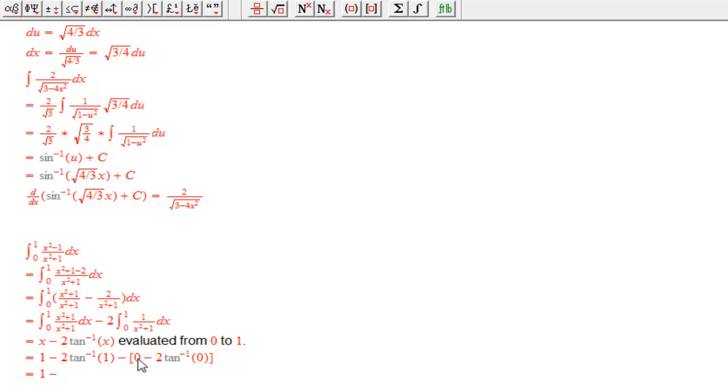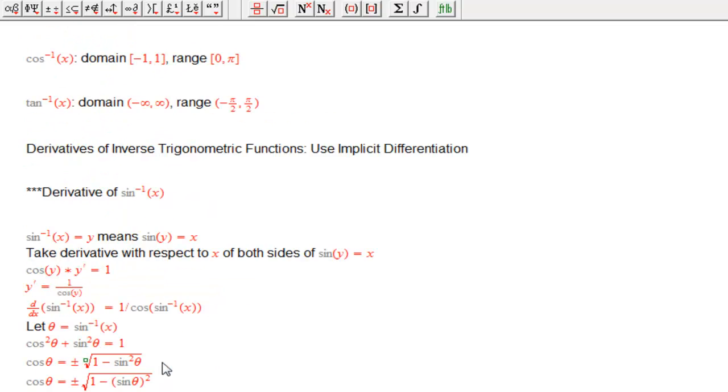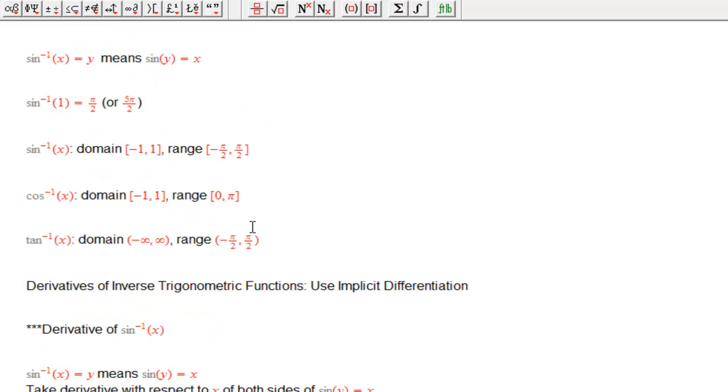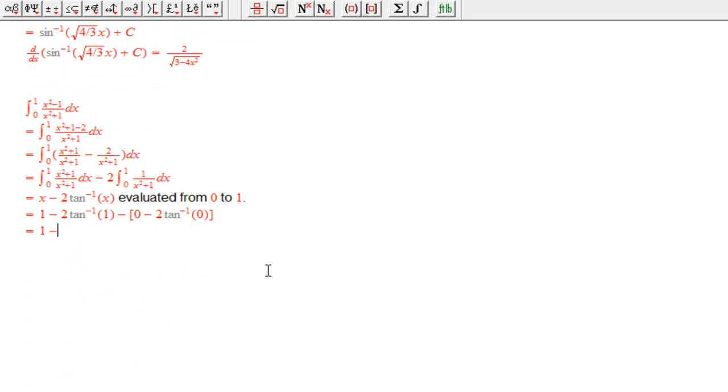So inverse tangent of 1, if I scroll up here, let's see, inverse tangent of 1 is going to be between negative pi over 2 and pi over 2. And that's the angle in that range that gives me a tangent of 1. Now tangent's sine over cosine, so to have tangent equal to 1 means sine is equal to cosine. The top and bottom are the same, and that happens at pi over 4. So this is 2 times pi over 4, and 2 times pi over 4 reduces to pi over 2. So I'm going to put pi over 2 there.